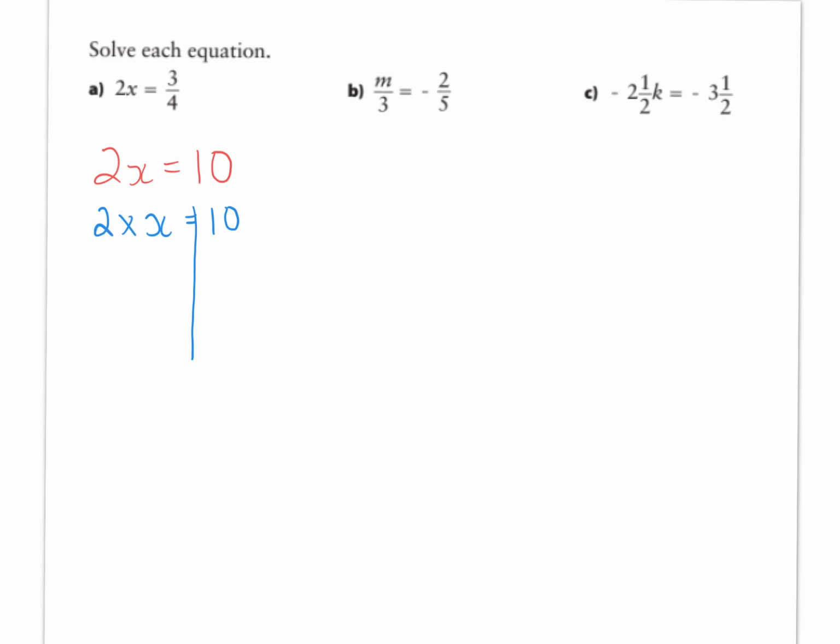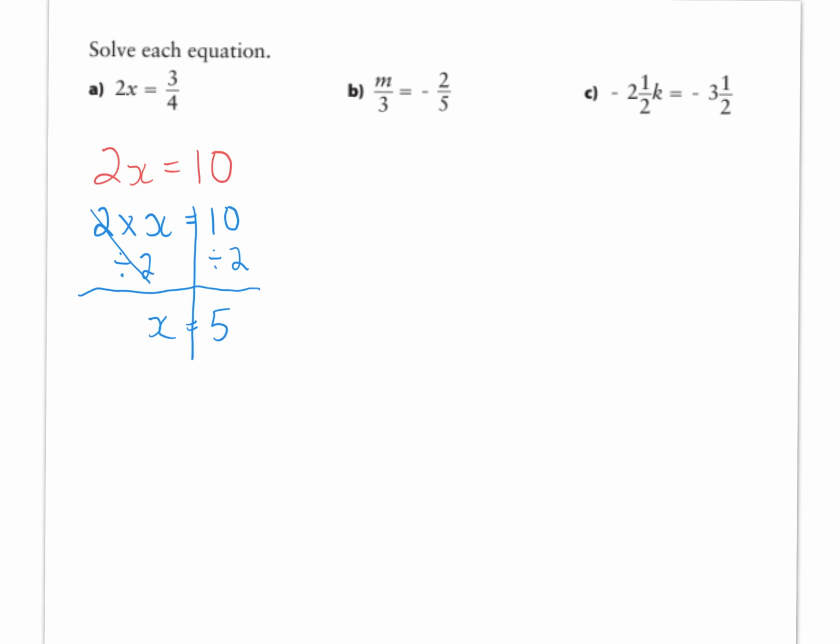So what you do is you draw a line, and then this entire side you divide by 2, you divide this by 2, and we're left with x equals, and then all I have to do is 10 divided by 2 gives me 5. And that's my answer. So does 2 times 5 equal 10? Yeah, it does. Okay, so that's an easy one.